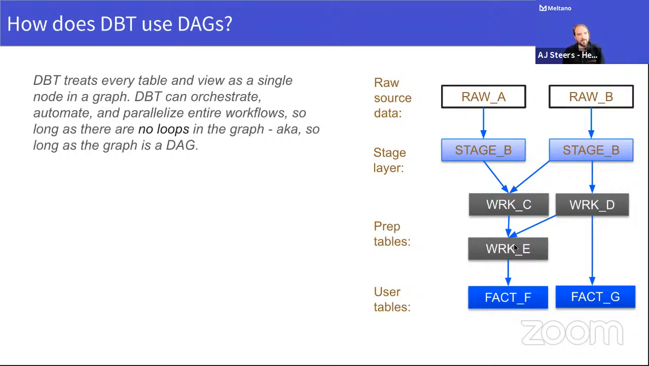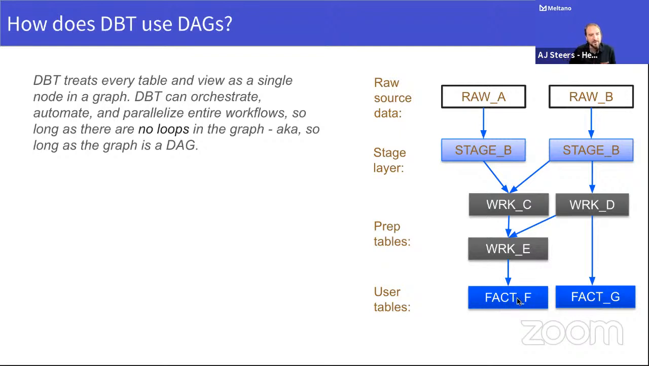So this is just a recommended design. DBT won't enforce that you specifically have these layers, but I use this to describe a good practice. So then if, let's say, work table C needs some critical change and I want to update it, I can fix some issue or improve the performance of work table C and then run everything downstream of C, which would be C, E, F, and not G, because there's no dependency there.